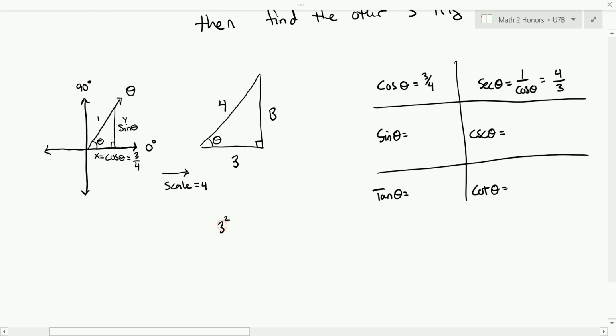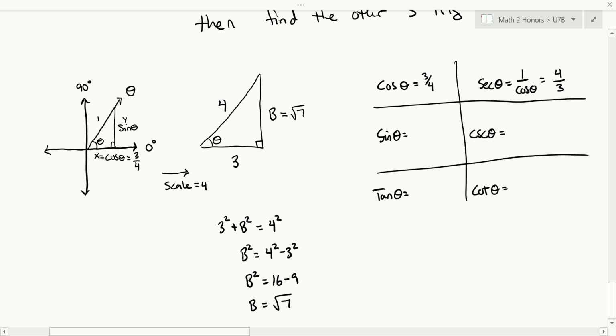So 3 squared plus b squared equals the hypotenuse squared. So b squared is 4 squared minus 3 squared, or 16 minus 9. So b is the square root of what? 7. Okay. So we have that.